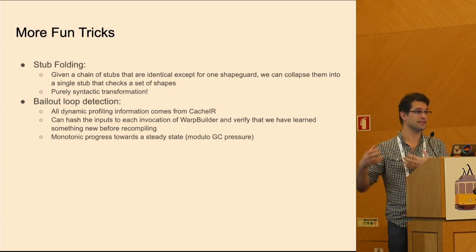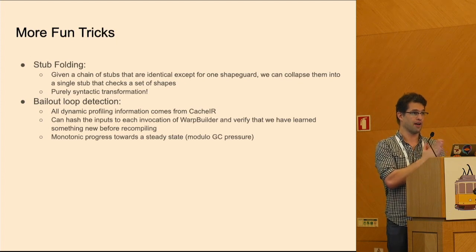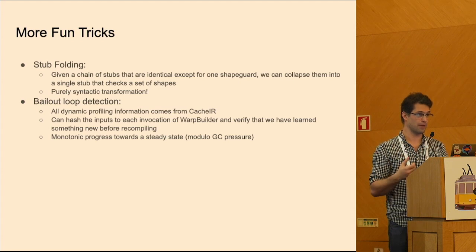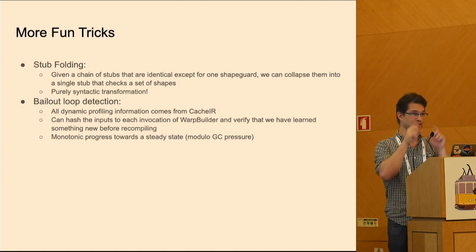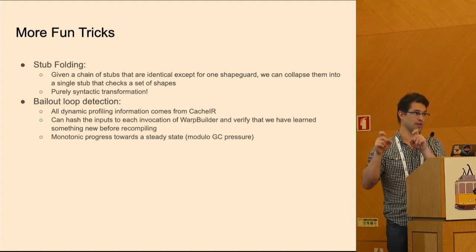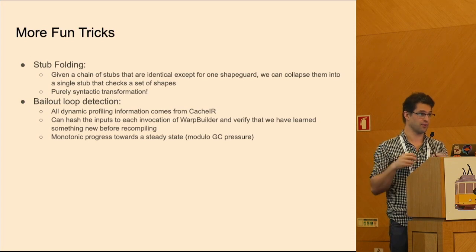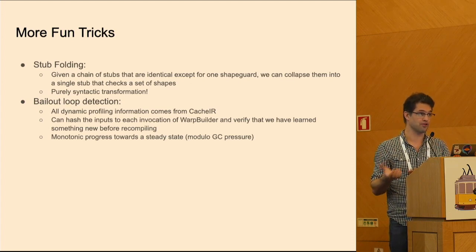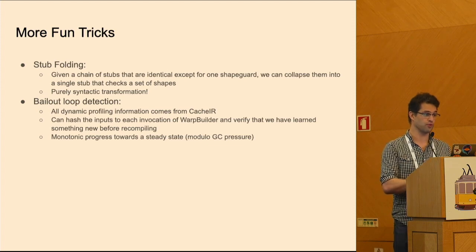Again, because this is an IR, we can do a thing called stub folding, where if you have a bunch of stubs that have exactly the same IR, except they're guarding on a slightly different shape, then we can take that, recognize that mechanically, and smush it all down by just taking that code, replacing the guard shape operation with a guard multiple shapes operation, and changing nothing else. And so we only need to implement this small change, and we get this for anything that might be using shapes. Because it's an IR, it's very easy to hash it, and so we can do bailout loop detection where we can guarantee that we are never recompiling without having learned something new about this, and monomorphically move towards a steady state, modulo GC pressure.